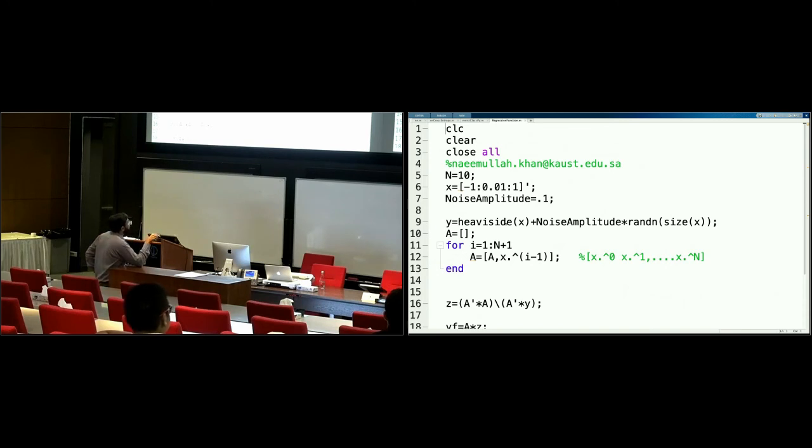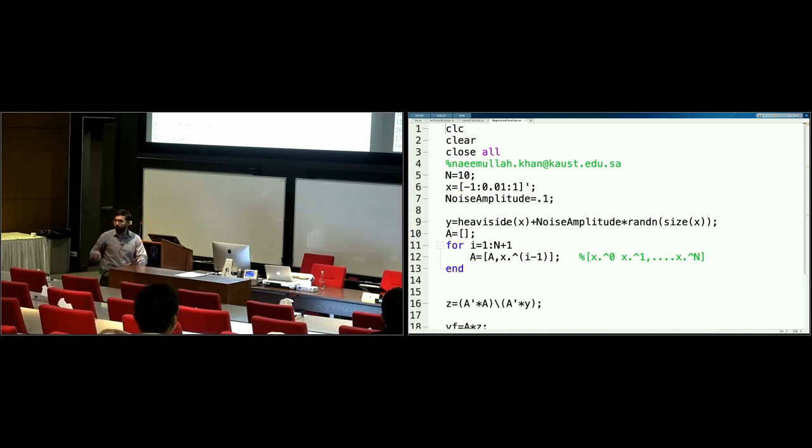Okay. Now I say, okay, how many bases do you need for your hypothesis function? What is the maximum power of x that you want in your polynomial approximation of your function. Okay, and I say I go up till x power 10. Okay, so I have to generate the matrix A. So I say that A is just from I equal to 1 to n plus 1. A is A comma x dot power I minus 1.